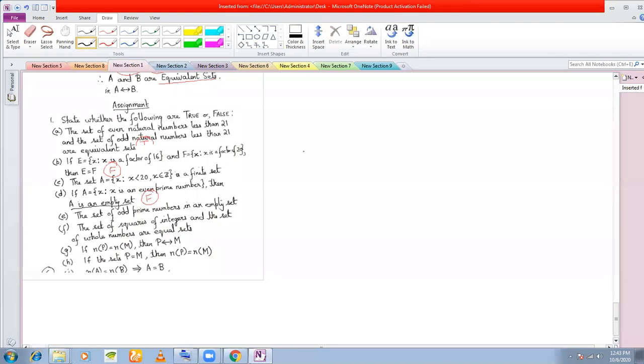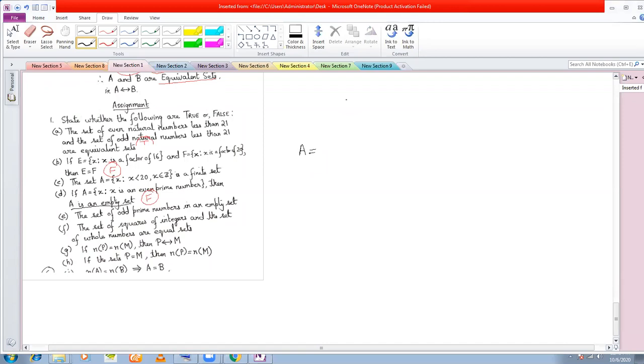1E. The set of odd prime numbers is an empty set. Is it true? Set of odd prime numbers, let us say A. What are the set of odd prime numbers? Wait, let me just ask first.